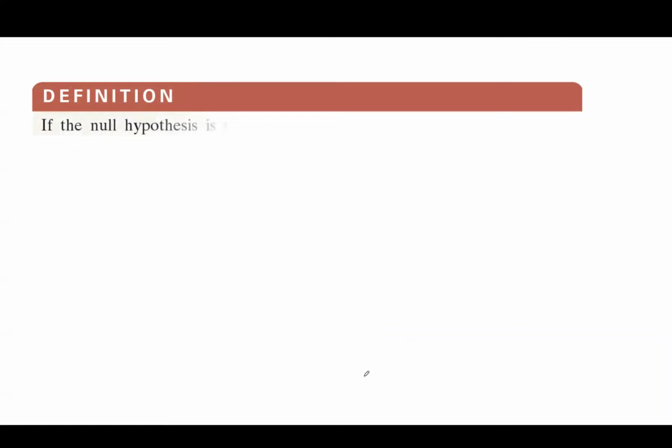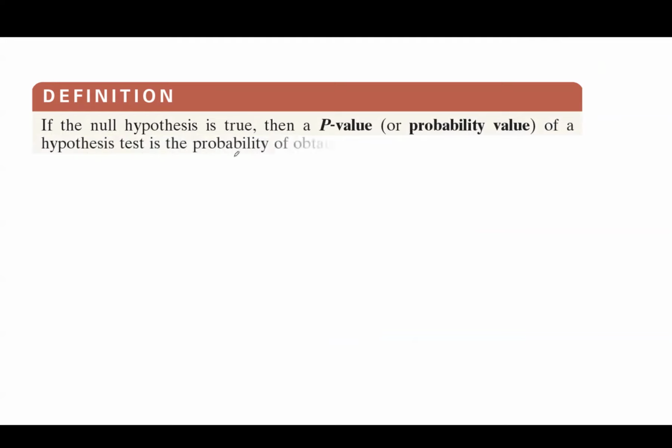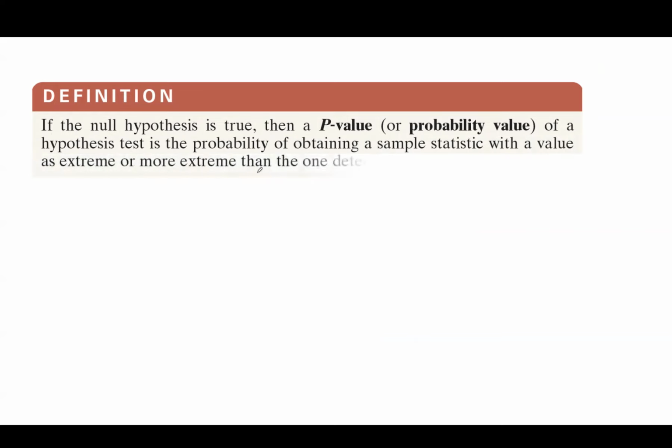In our next definition, we're going to talk about the p-value. If the null hypothesis is true, then a p-value, or probability value, of a hypothesis test is the probability of obtaining a sample statistic with a value as extreme or more extreme than the one determined from the sample data.